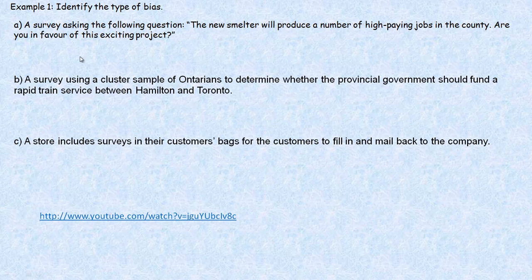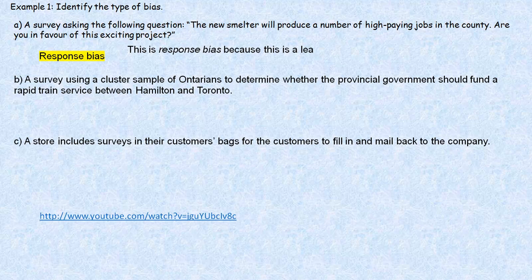So in this example here, you're asked to identify the type of bias. A survey asking the following question: the new smelter will produce a number of high-paying jobs in the country. Are you in favor of this exciting project? So that would be response bias because this is a leading question. If it just said a survey asking the following question, are you in favor of this exciting smelter project? That would be okay.